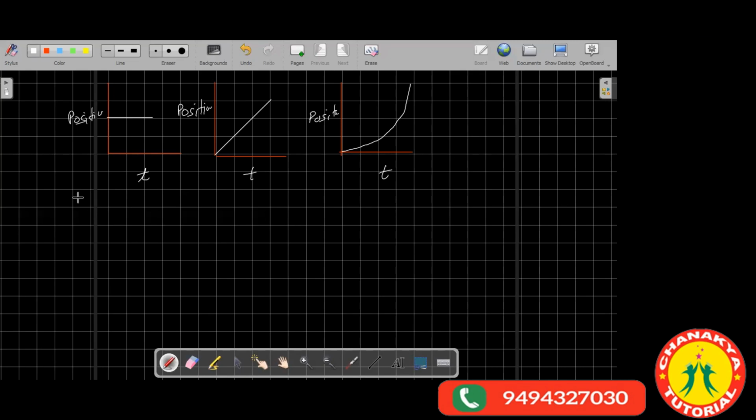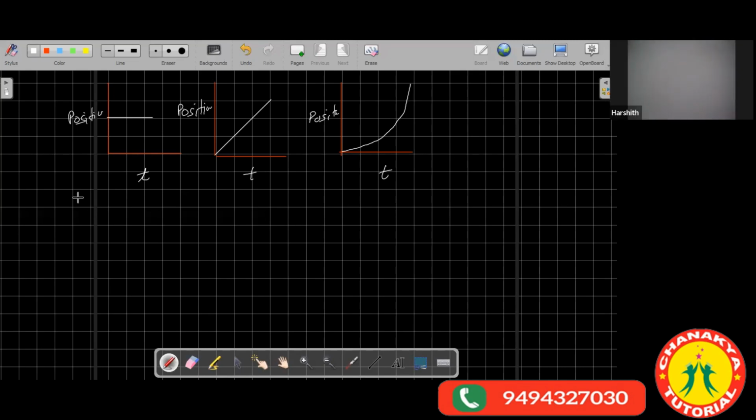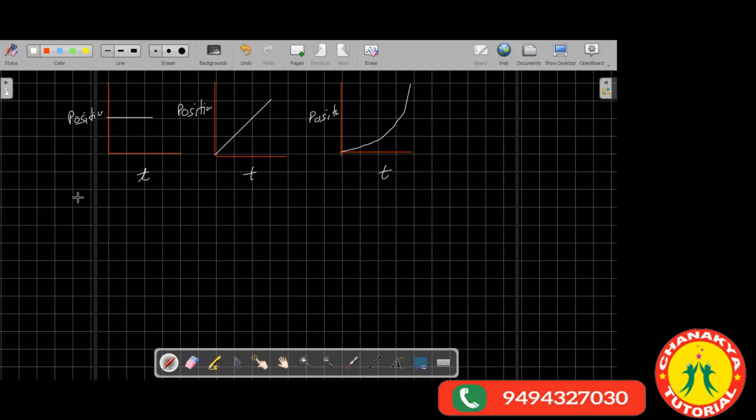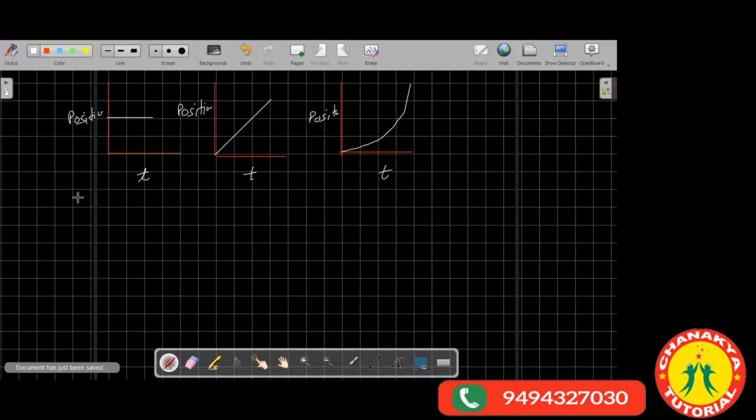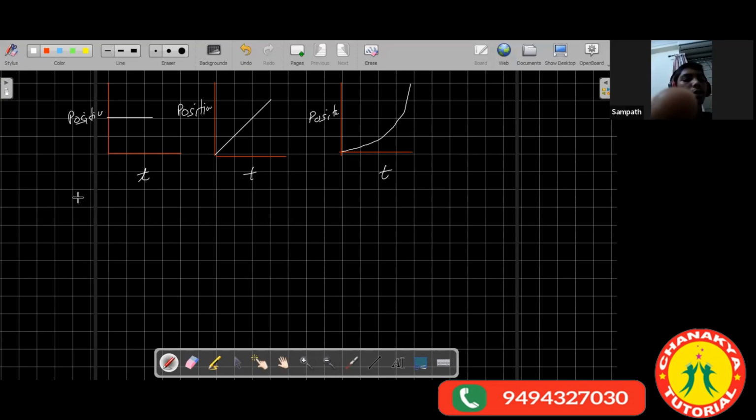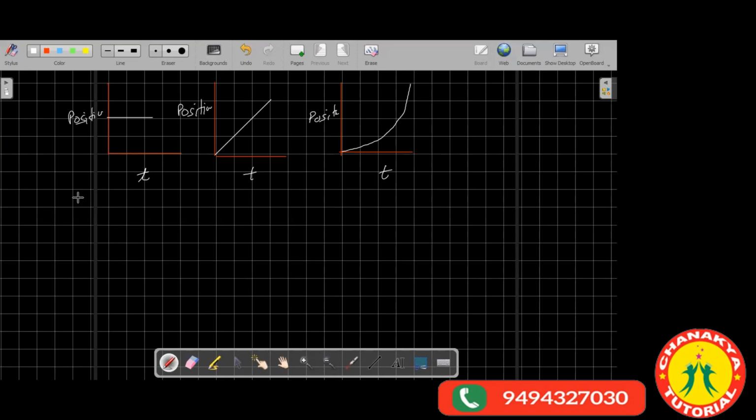And what will be the value of velocity for the first one? Zero. So in the first case, it represents the object at rest and shows that velocity is zero. And what can you say for the second one? It's moving with uniform motion, with a constant velocity. In the second graph, the object is moving with a constant velocity, and the velocity of the object can be obtained by finding the slope of the curve. So the slope of the curve represents the velocity in this graph.